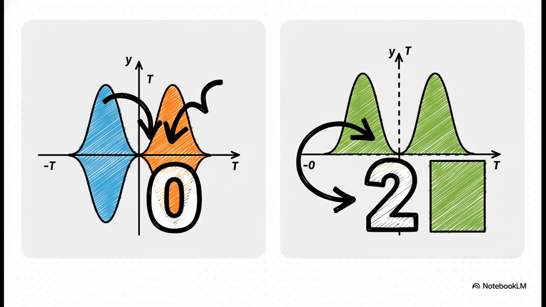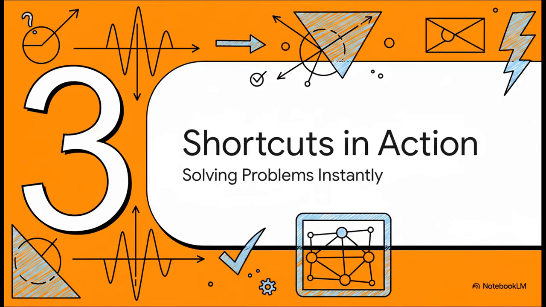The 2 sides are perfect mirror images, so you can actually simplify your work by just calculating the area of one side and then doubling it. Super useful. All right, the theory is great and all, but let's get our hands dirty and see how this actually works in practice. We're going to solve some problems instantly, just by using these rules.